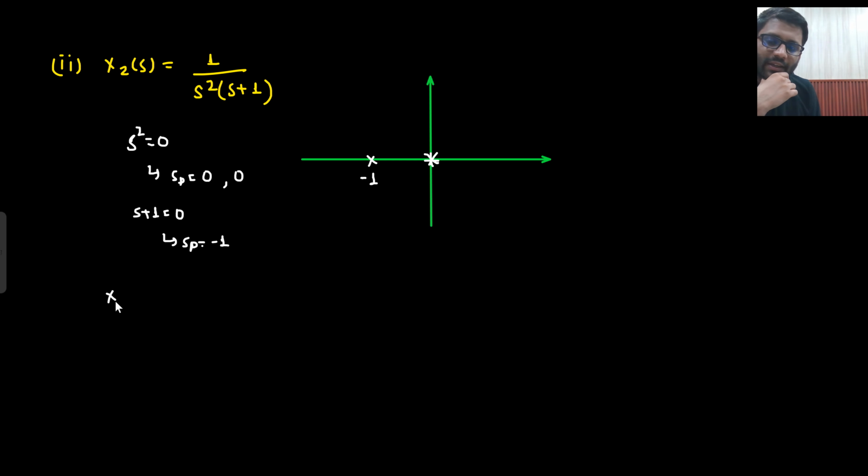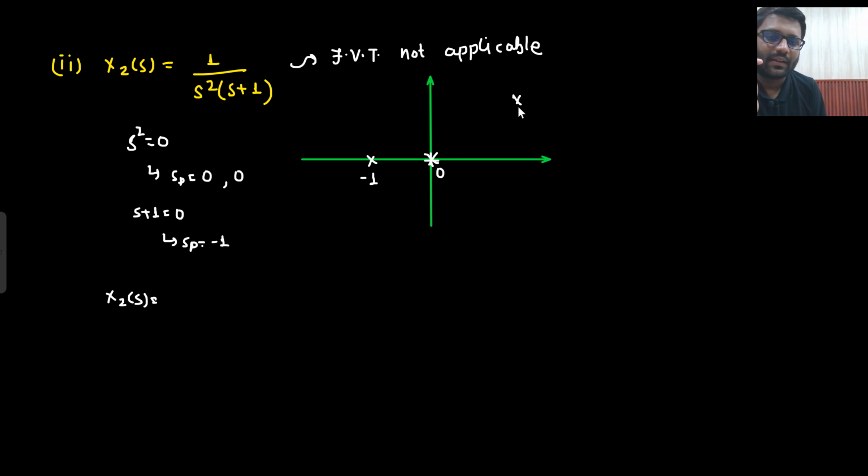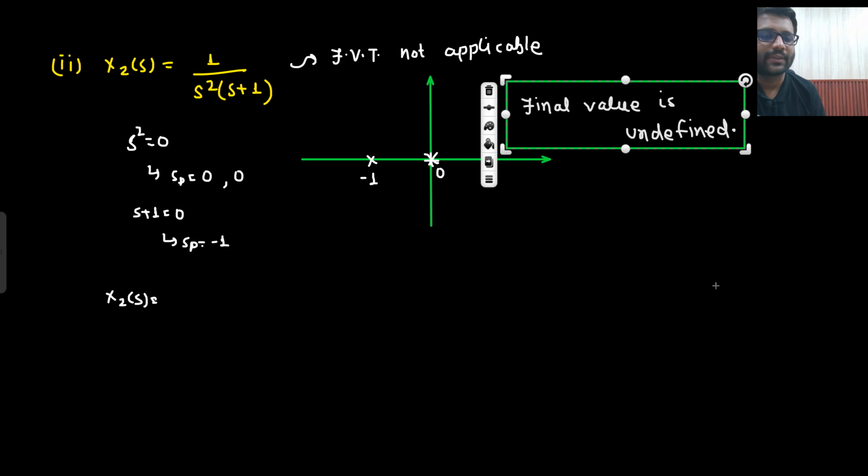And you can find out the x2(t) as well. Two poles at the origin was not acceptable. So what I will say: final value theorem not applicable, or you can say that the final value is undefined. Okay, final value is undefined. This will be the final answer. But let's do it with respect to the time domain.